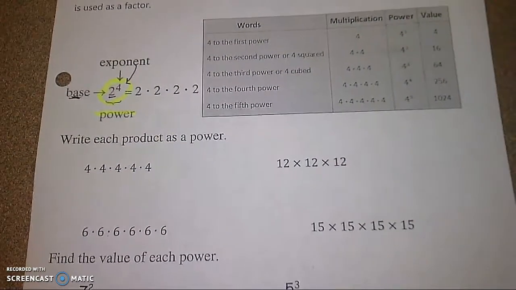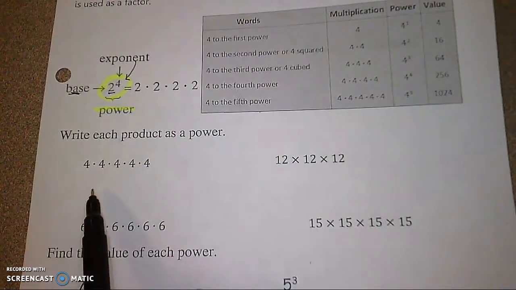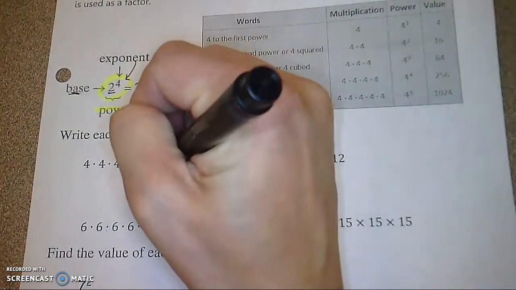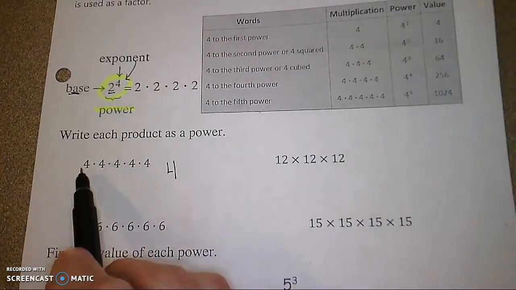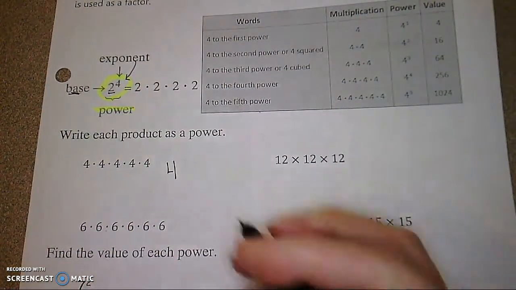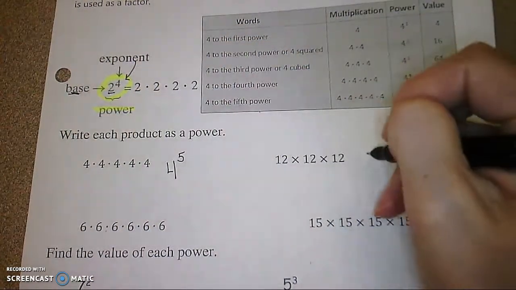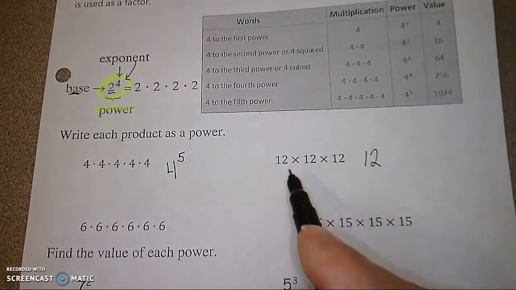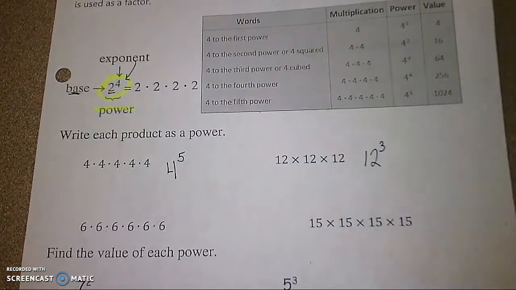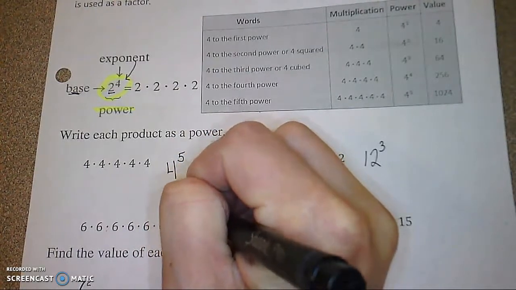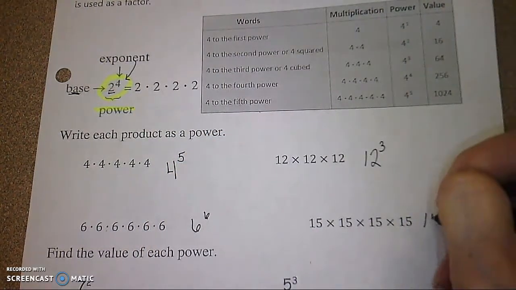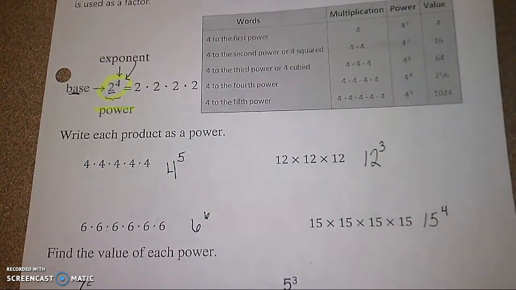All right, so we are going to write these products as powers. So to do this, I can see here that my base is going to be 4. And 1, 2, 3, 4, 5, I'm multiplying it 5 times. So I put 4 to the 5th power. This one, my base is going to be 12. My exponent is going to be 1, 2, 3. 12 to the 3rd power. Okay. Go ahead and pause the video and try the next two for me. Okay, we have 6 to the 6th power, and then 15 to the 4th power.